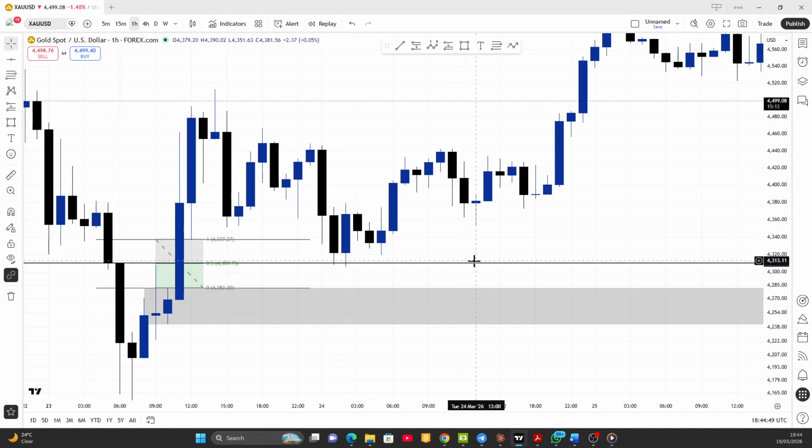A change of character. Now if you look at it now, push price to the upside, came down, did not clear this previous low. You see that now? It did not come to clear this previous low. Instead, it created what we call a higher high at this point, and then push price to the upside. Now this point here, this is our clear change of character.